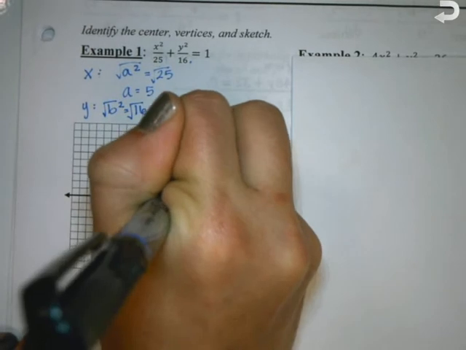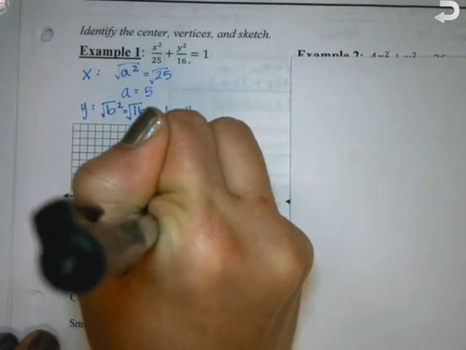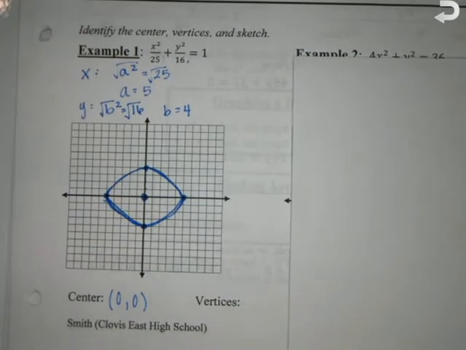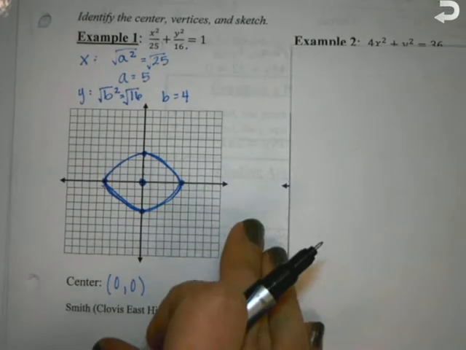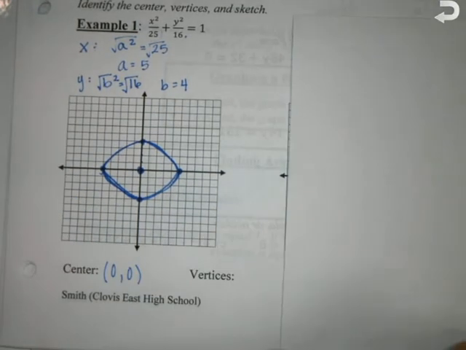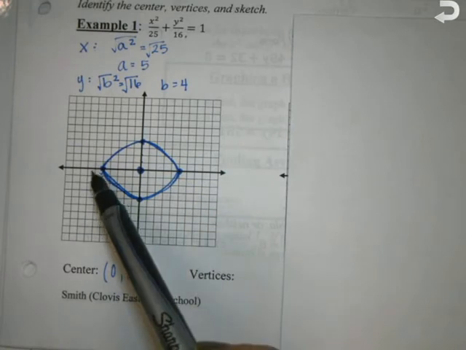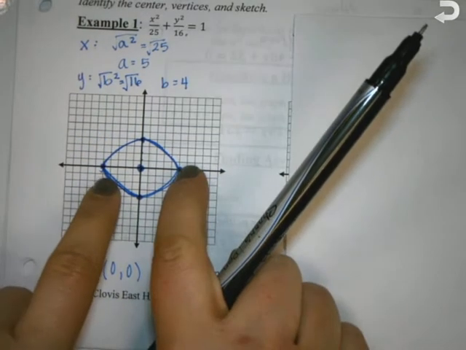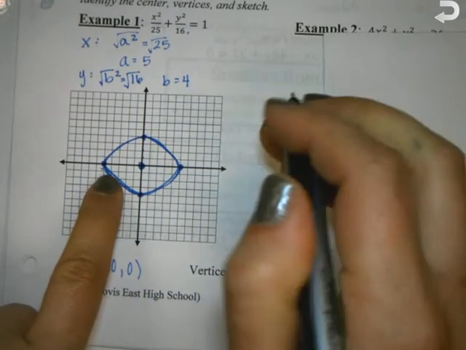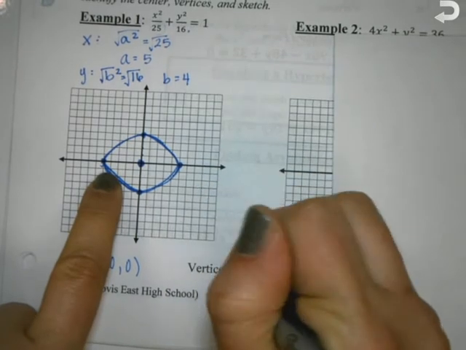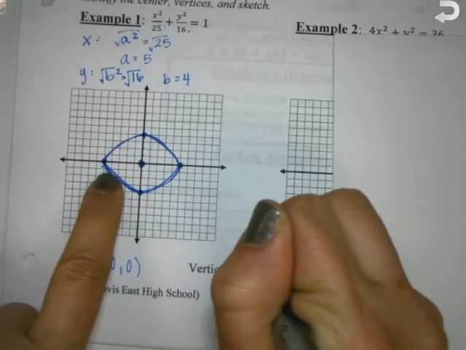Okay. So remember, vertices are the longest sides of the ellipse. So are my vertices on the x's or on the y's? The x's. So these are my two vertices. My first one is positive 5, 0. And then my second one is negative 5, 0.